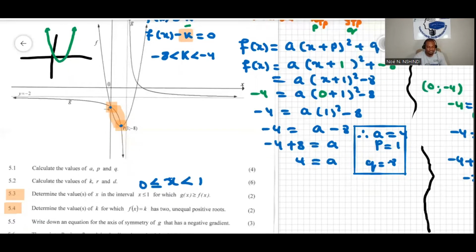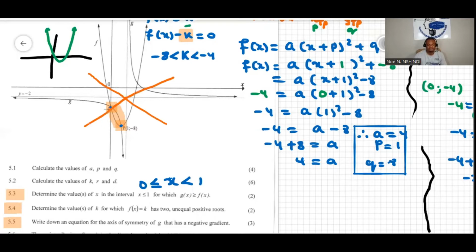In 5.5 here, the question says, write down an equation for the axis of symmetry of g that has a negative gradient. The parabola here has two symmetry lines. One line comes this way. The symmetry line passes through the asymptotes, where the asymptotes intersect here. So one line goes this way, and the other goes the other way.